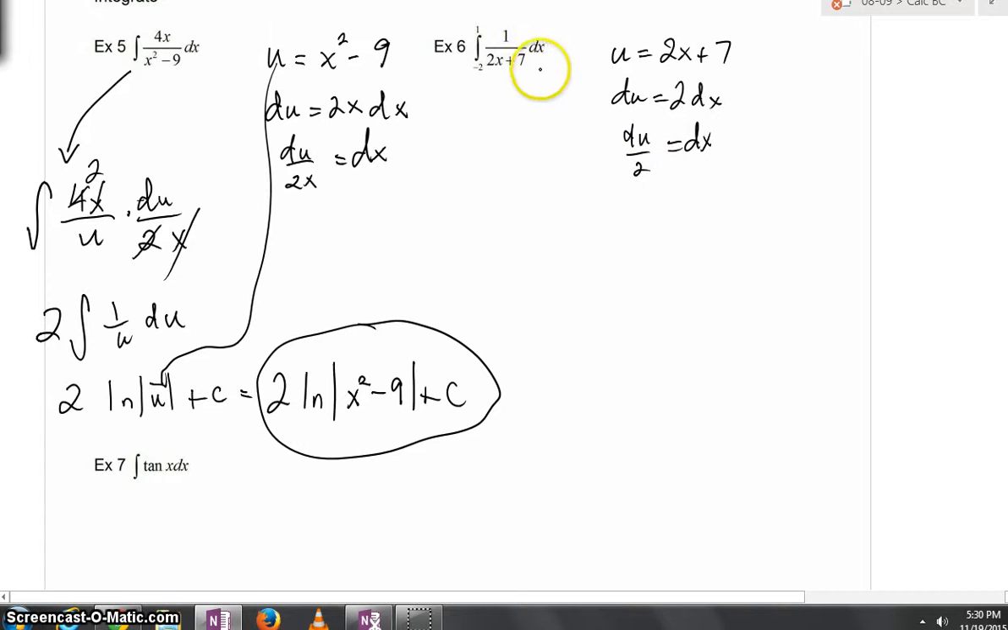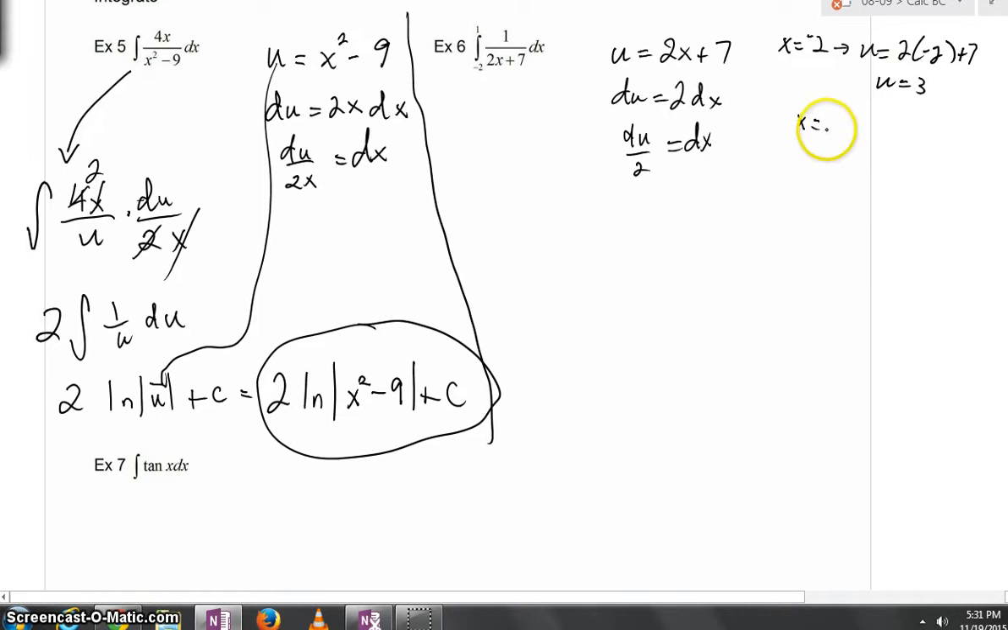But I do want to point out that these boundaries, the lower bound and the upper bound, are in terms of x. And we really need to change those bounds to u if we're going to have a brand new integral. So if you look down below, if x is equal to -2, plug that in for u. If u is equal to 2 times x plus 7, u would be 2 times -2 plus 7. And that's -4 plus 7. That would be u is equal to 3.